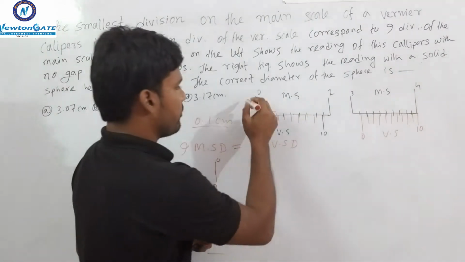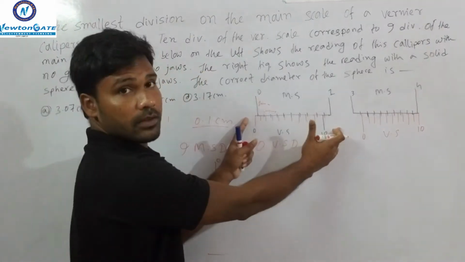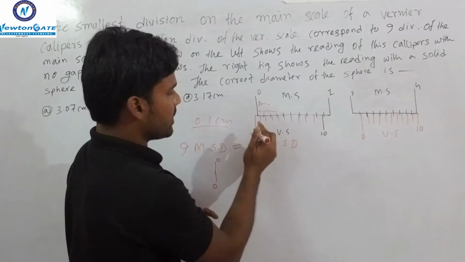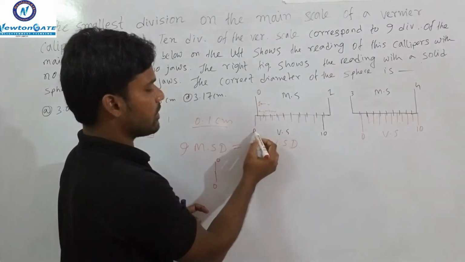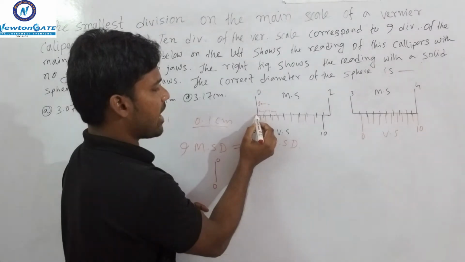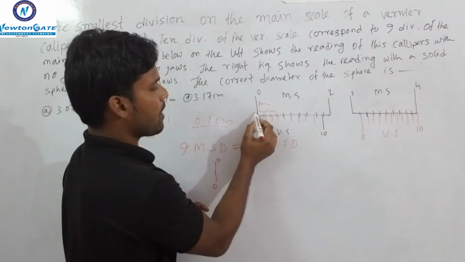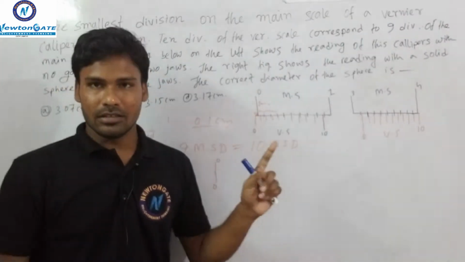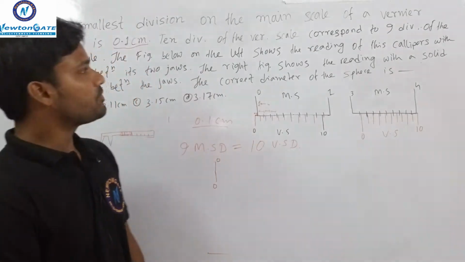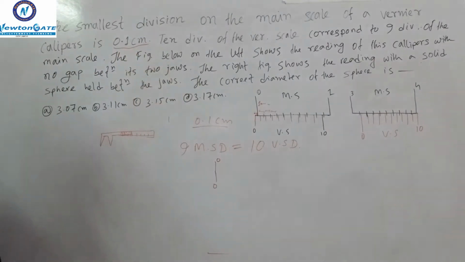But here, in the first diagram, the left side diagram, the main scale reading is 0 and this is the vernier scale reading, and there is a gap given here. This gap means that zero error is present here. Okay, this data is given.